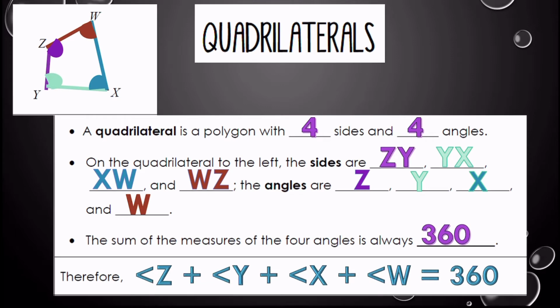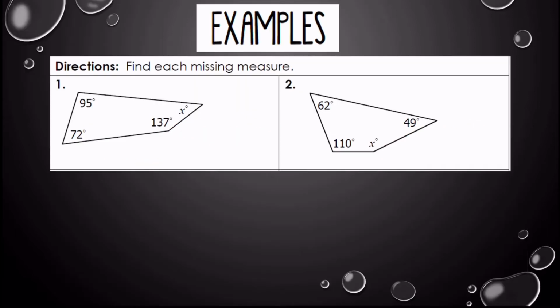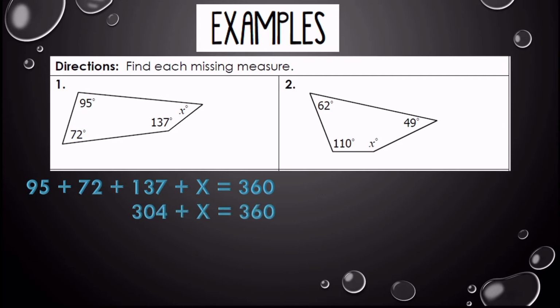The sum of the 4 angles, so we could say angle Z plus angle Y plus angle X plus angle W is 360. So let's go find missing angles in a quadrilateral. We know that if I added all my angles up, it should equal 360. So if I'm going to combine my like terms of 95, 72, and 137, I get 304. Okay? 304 plus x equals 360. I'm solving for x, meaning I'm going to bring my constant to the other side, and I do the inverse operation so that x equals 56.